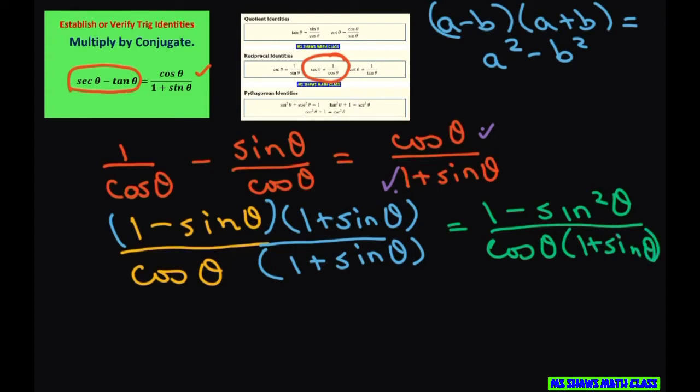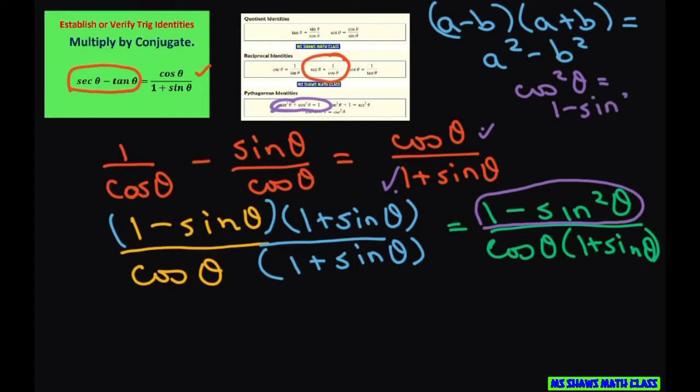All right. Now, this is an identity. 1 minus sine squared of theta comes from your Pythagorean identities. If you solve for cosine squared, that means you subtract sine squared from both sides. You're going to get 1 minus sine squared of theta. So I'm going to substitute 1 minus sine squared of theta with cosine squared of theta.